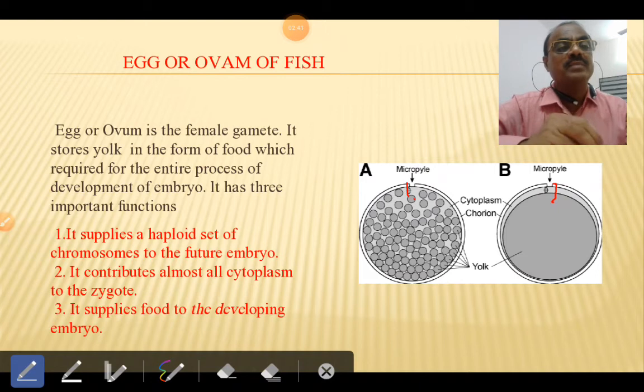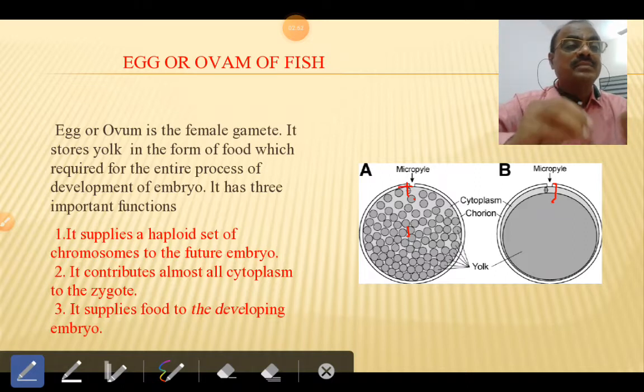Once a sperm enters into the egg, that area gets closed. A cortical reaction takes place after the sperm enters the egg, and it gets closed to avoid the entrance of another sperm.